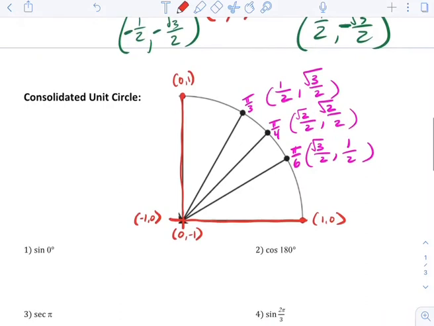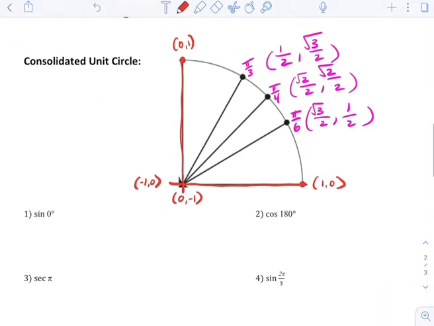So let's go through a couple of examples using this consolidated circle to figure out what our answers are going to be. So this one here, sine, well, sine is y. So I'm looking for 0 degrees. Well, that's right along the x-axis here. I'm looking for the y associated with that. Well, if I look at it, I see that it's at 0. So this is equal to 0. I don't have to worry about positive or negative for those because, well, 0 is 0.